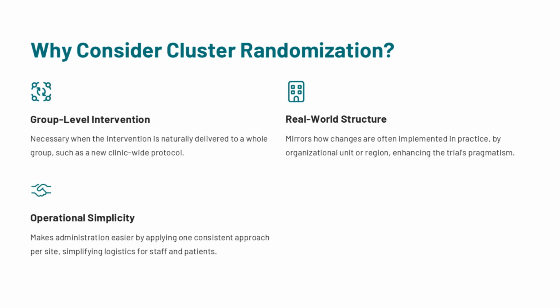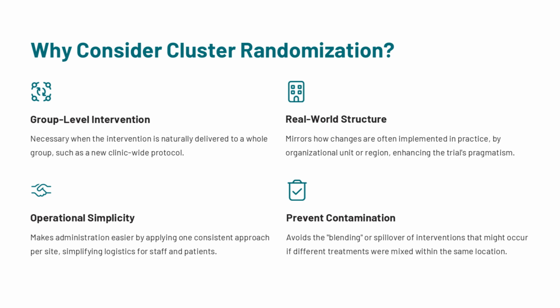Cluster trials can also simplify operations. Imagine trying to run multiple care protocols in a clinic. It can quickly get confusing for staff and participants. It's often much easier if half of the participating clinics do things the new way and the other half continue the usual way. This one-site, one-method approach reduces logistical errors and burden on providers. Also, and related to that, it avoids the potential for contamination, meaning there is a lower risk of participants or providers at the same site accidentally mixing up interventions or influencing each other with knowledge in different arms of the trial.